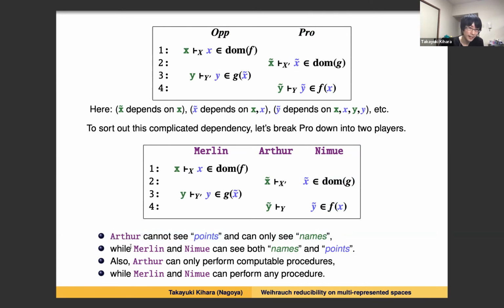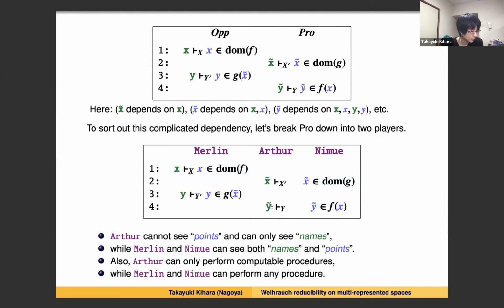While Mari and Nimue can see both names and points, green symbols are names, which Asa can see, and blue symbols are points, which Asa cannot see. All of Nimue's moves are points, and all of Asa's moves are names.